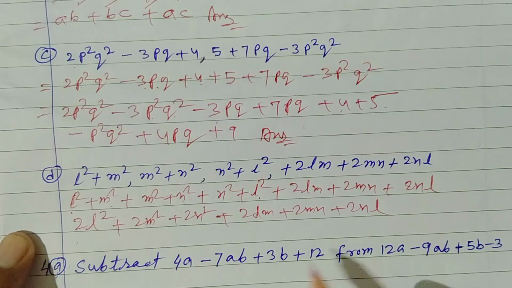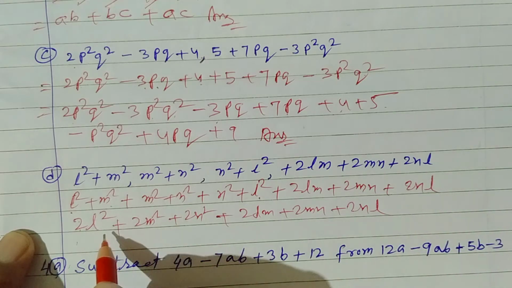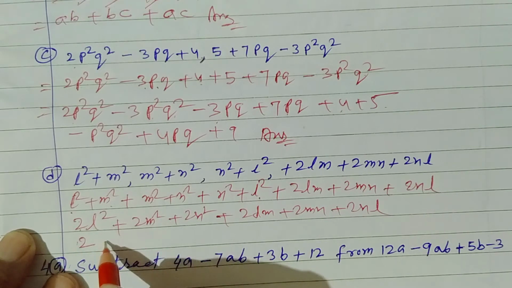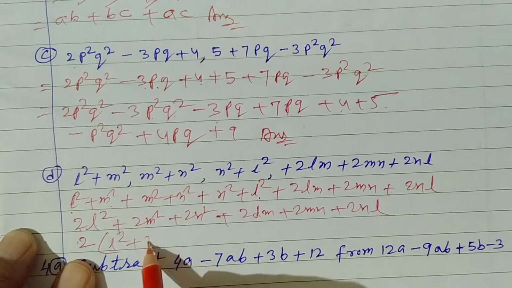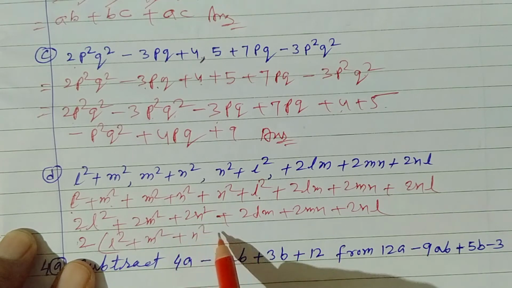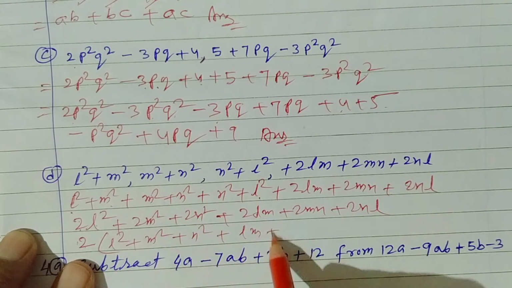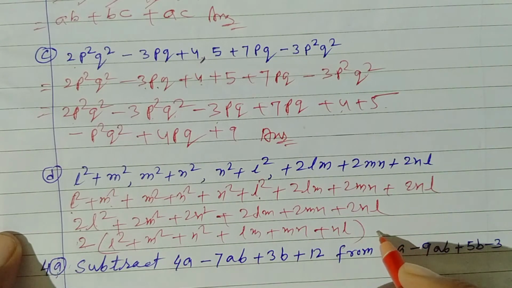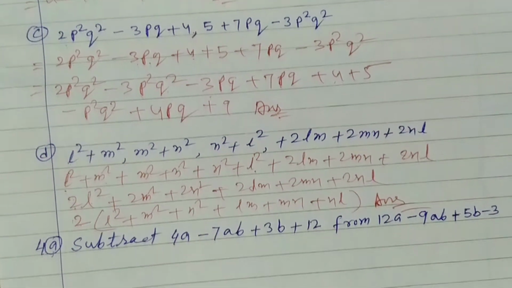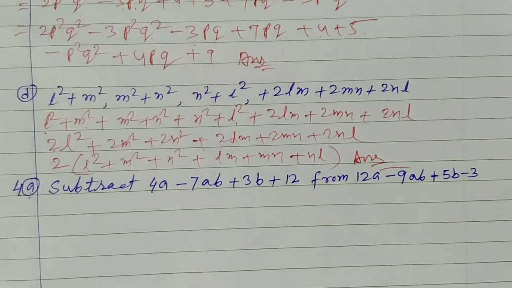After that what can we do? We can see 2 is written in all the terms. So we can take 2 common from each term. So what is left? If you take 2 common, left here L square plus M square plus N square plus LM plus MN plus NL. This way, this step is the last step and this is the answer. Question number 4. This is also very easy.